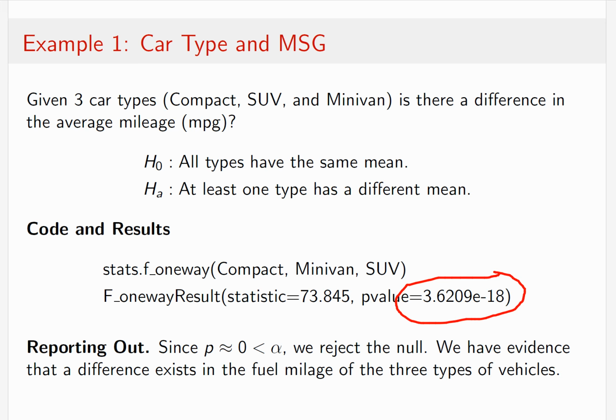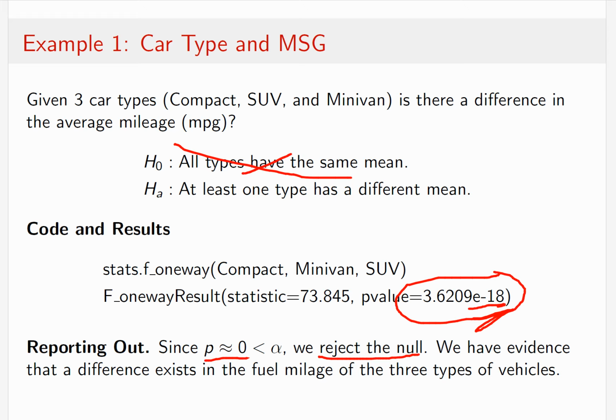And what's our reporting out? Our reporting out is that since p is so small, I just use this, it's essentially zero. We know it's positive, we know it's non-zero, but it is so close to zero due to this large negative exponent in scientific notation. We know that's a tiny, tiny number close to zero. Therefore, we reject the null, right? And we're rejecting the null.